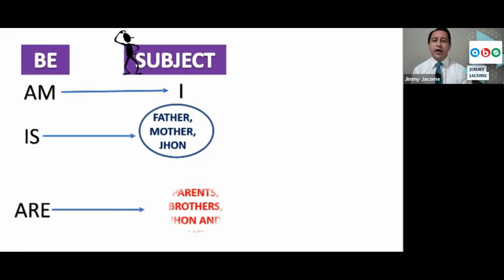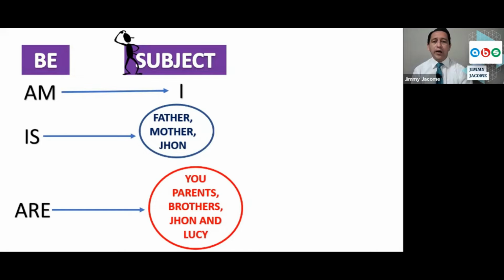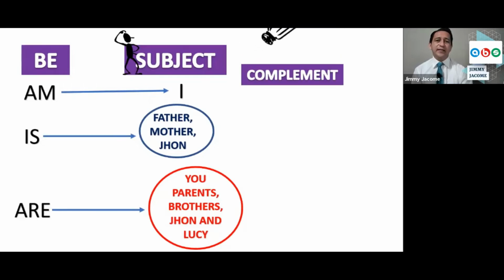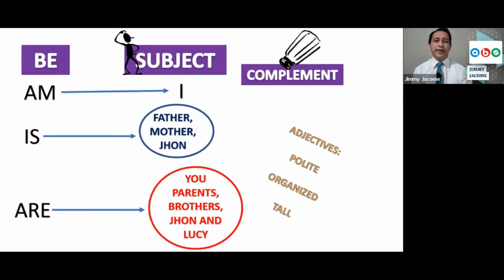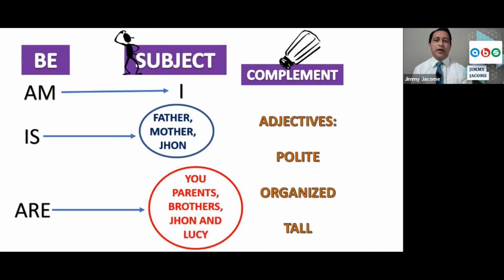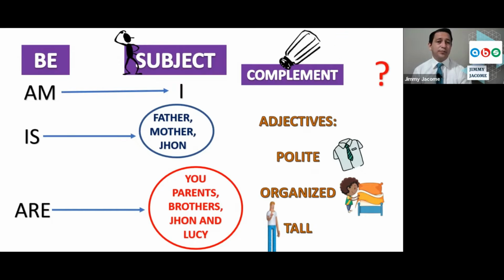And are with plural nouns. Are you? Are your parents? Are your brothers? Are John and Lucy? And last, don't forget, use a complement, for example adjectives. Are you polite? Am I polite? Is your father polite? Is your mother polite? Is your sister polite? Are you organized? Are your brothers organized? Are you tall?